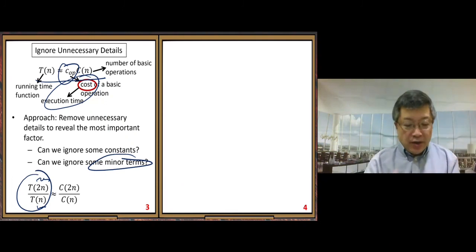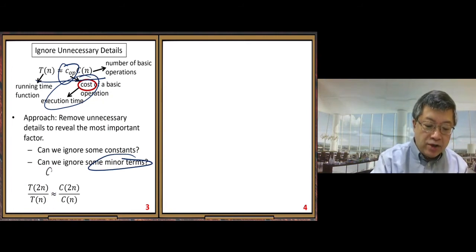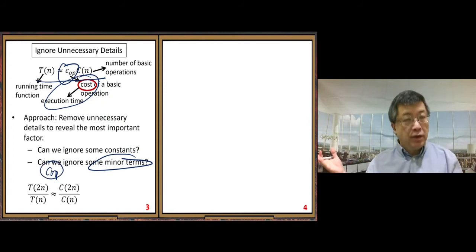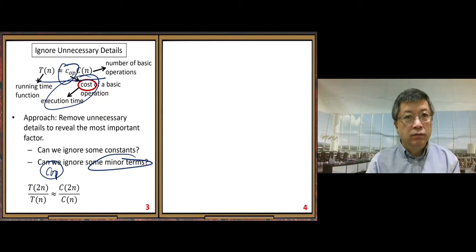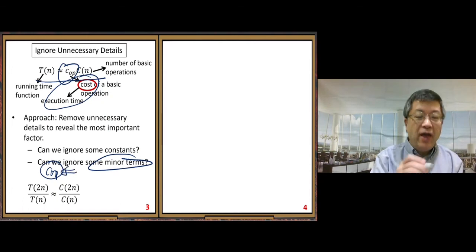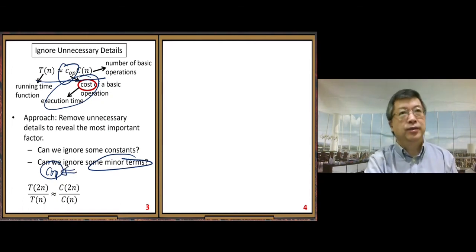So here in this formula, you can see the C-op constant is gone. It cancels out. So you can see this is not that important. Right? This is not that important. So many times we can ignore it.